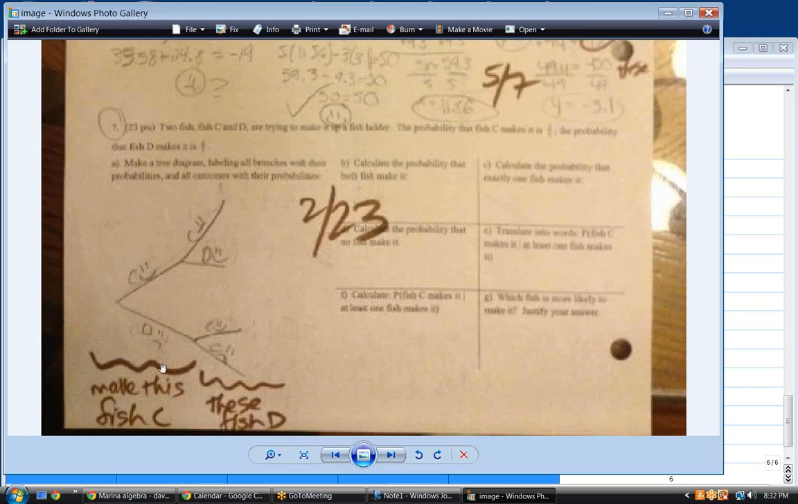So I did the top first branch right, like where it says C with a smiley face. What does that say? That means C makes it. C makes it. The first part, just that part, yeah. Right here? Yeah. So that's 3/5. Yeah. And then fish D doesn't make it would be, I don't know, it's 3/7.